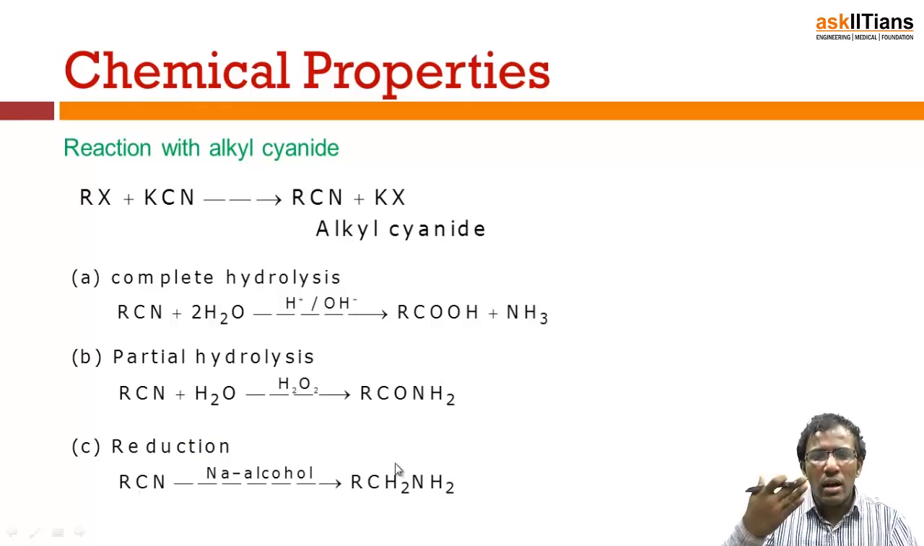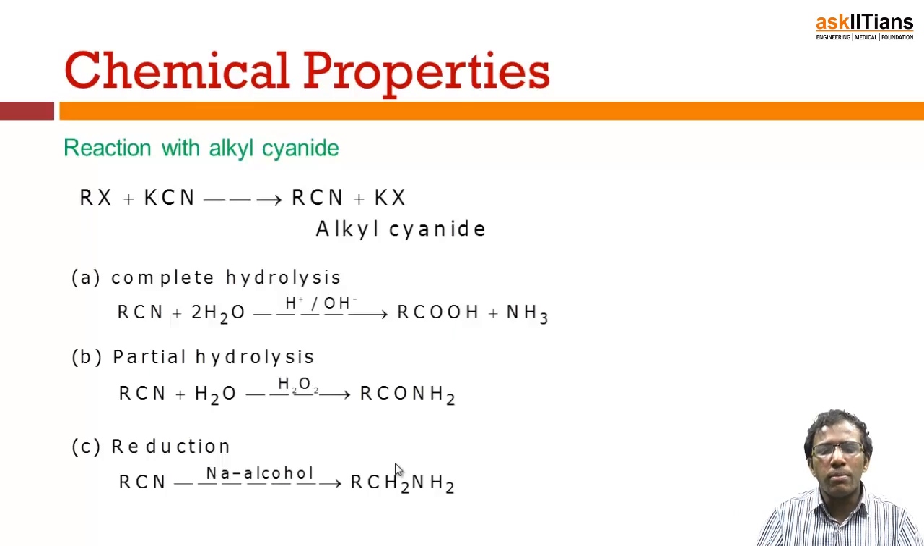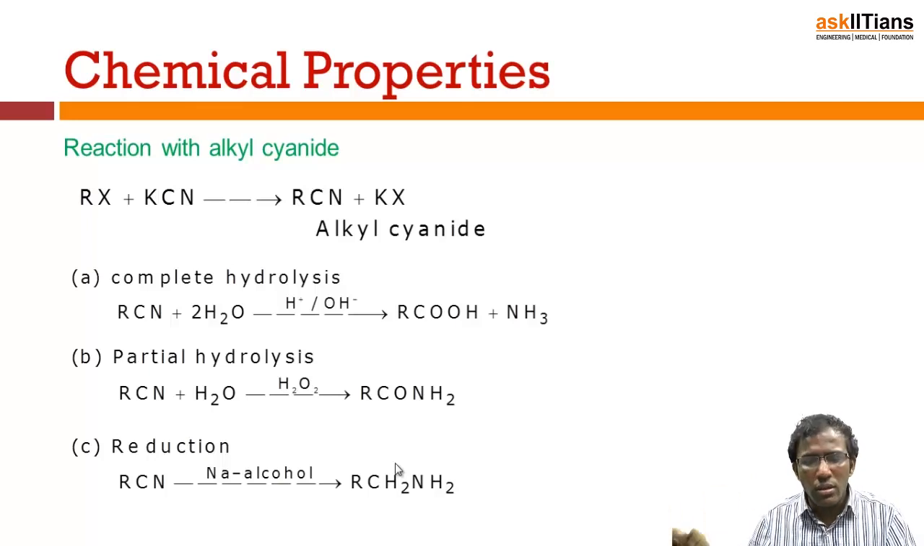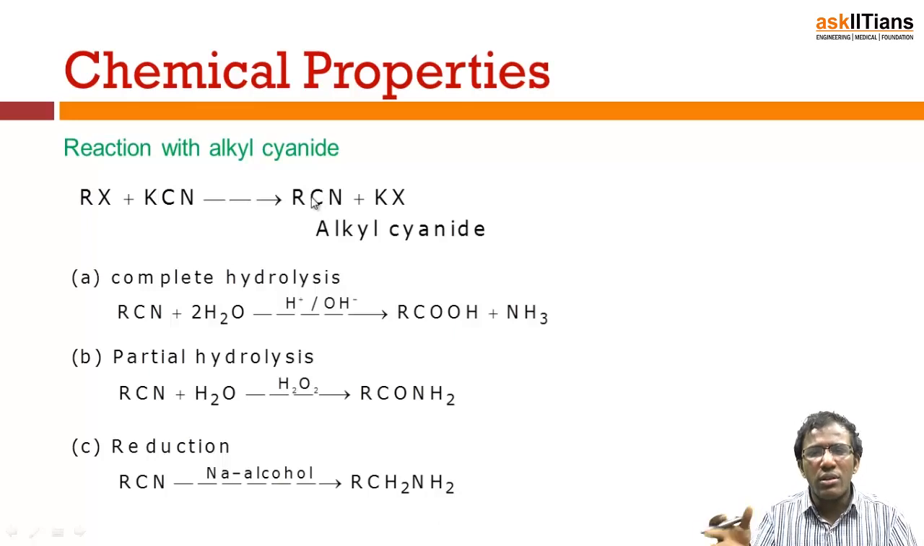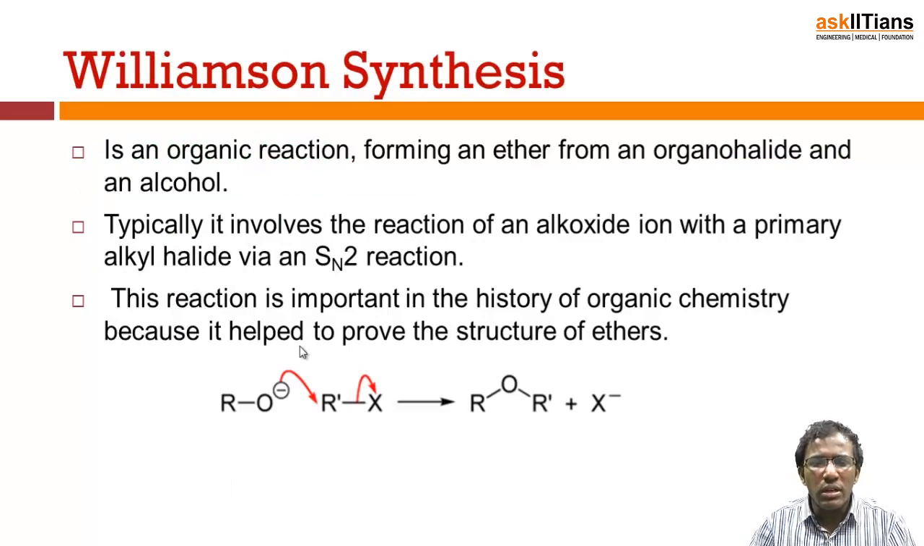So this alkyl cyanide upon hydrolysis, that is complete hydrolysis and partial hydrolysis, will yield different types of products, and it can also undergo reduction to produce another one. So this is one of the sources to get different products depending on the type of reaction that you are using. So the next very important one is Williamson synthesis.